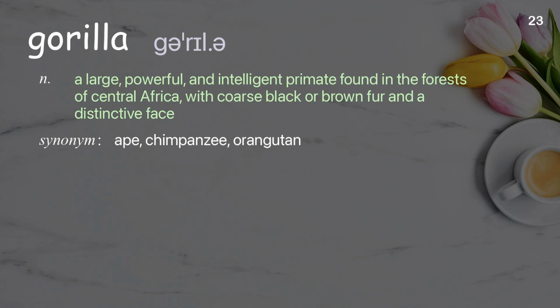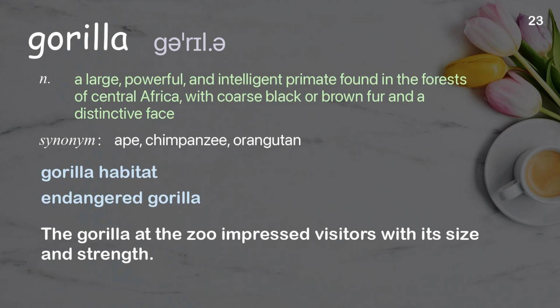Gorilla. A large, powerful, and intelligent primate found in the forests of Central Africa, with coarse black or brown fur and a distinctive face. Examples: Gorilla habitat. Endangered gorilla. The gorilla at the zoo impressed visitors with its size and strength.